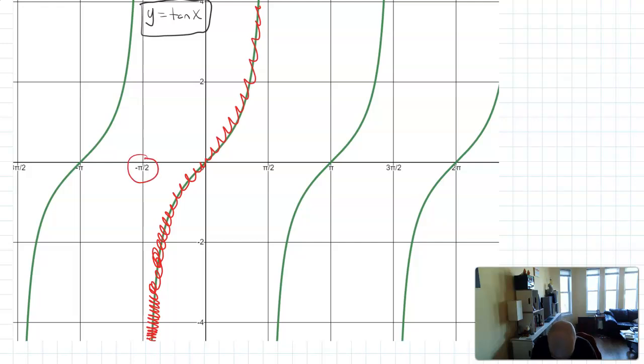And where does that piece start? Negative pi over 2. And where does it end? Positive pi over 2. So that's why inverse tangent has the same restriction, because we restrict tangent to negative pi over 2 up to pi over 2.